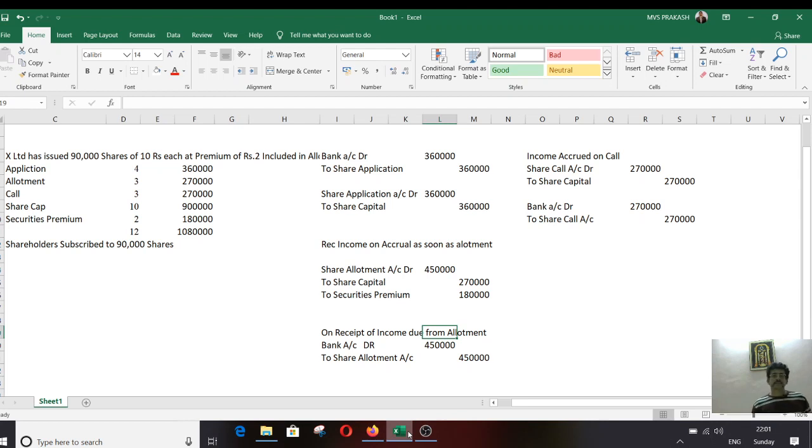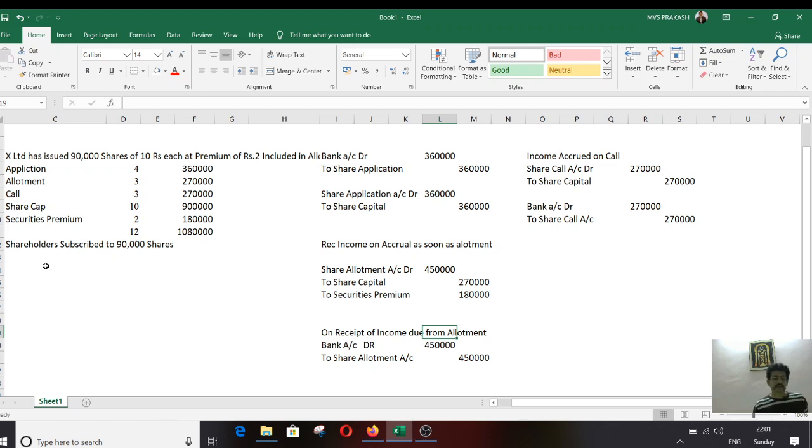So after discussing the issue entries regarding par and premium, now let us proceed ahead and make the situation slightly complicated by putting something called calls in arrears. Of course, when I issue the shares to my shareholders, all the shareholders will not be good shareholders. There may be a few shareholders who have made a default.